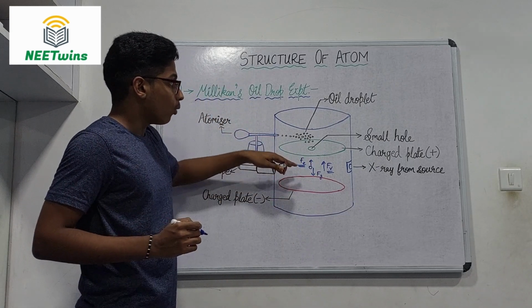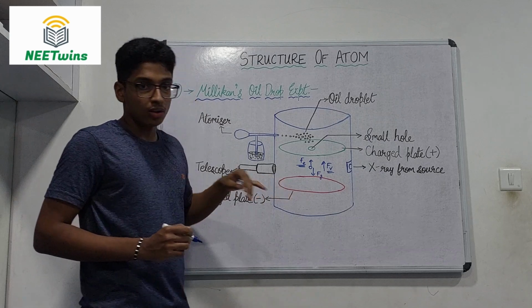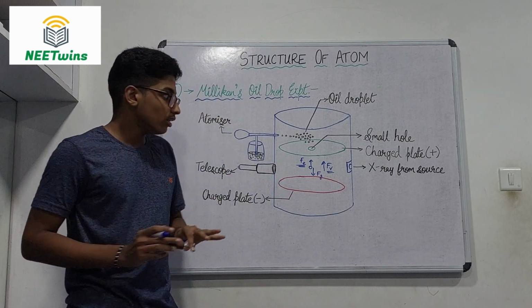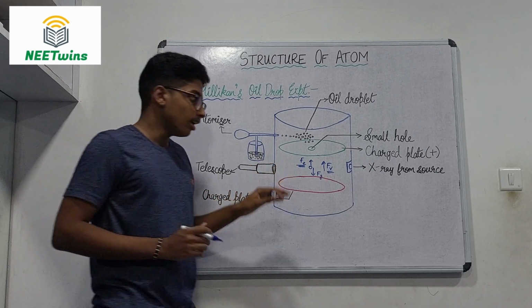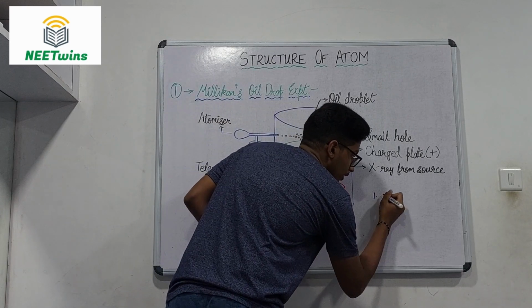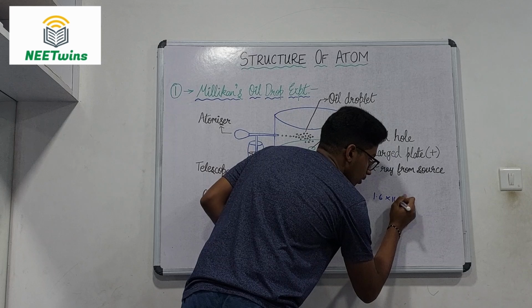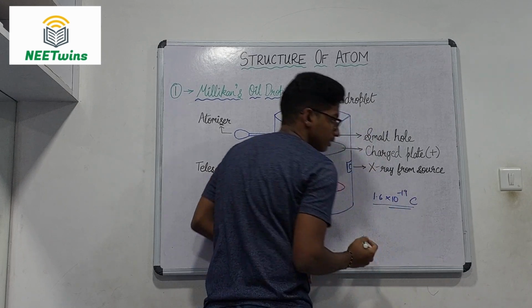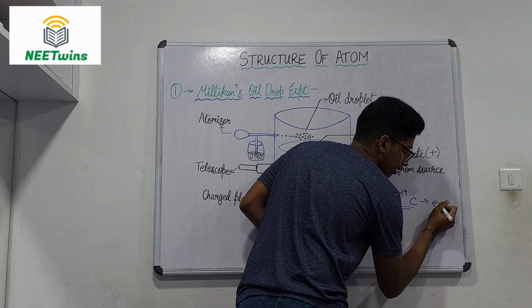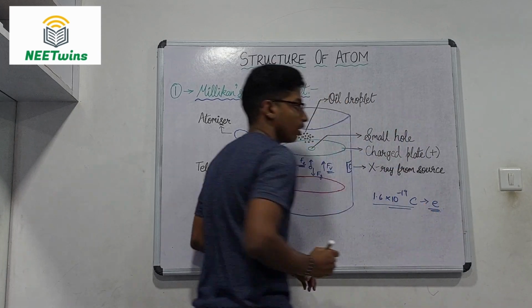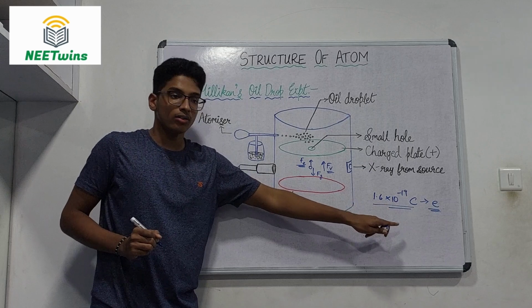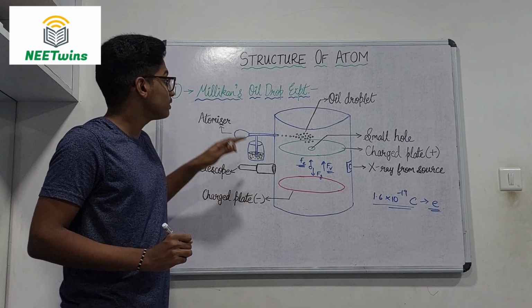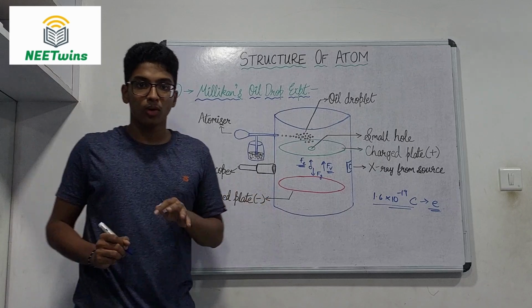So based on how it moves towards either of the plates, he found the magnitude of charge on each of them, and he found that the least quantity of charge on any particle is equal to 1.6 × 10^-19 coulomb, and this is what he named e. That is the fundamental unit of charge e, which is the charge on an electron. So this is basically what happens in Millikan's oil drop experiment. Hope all of you have understood.